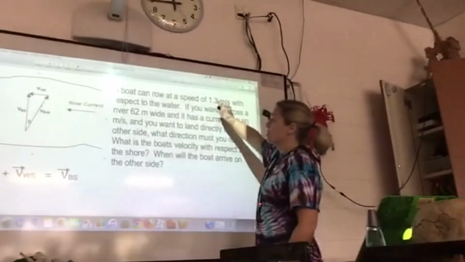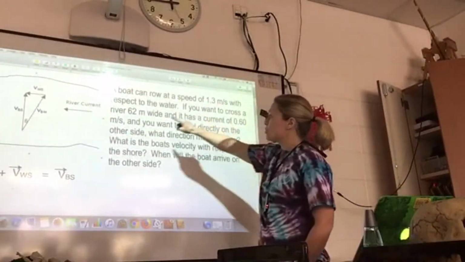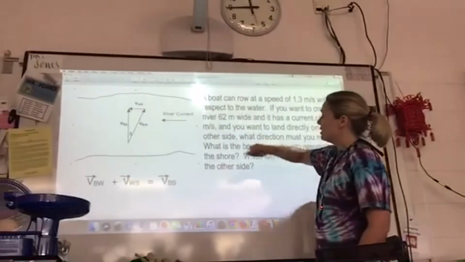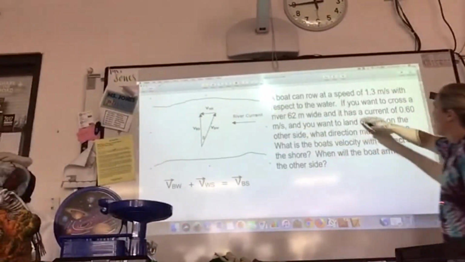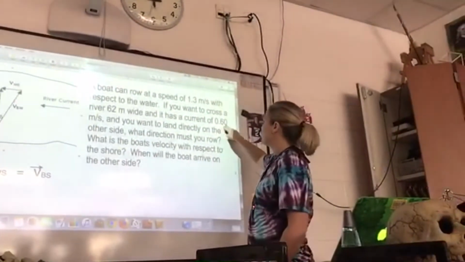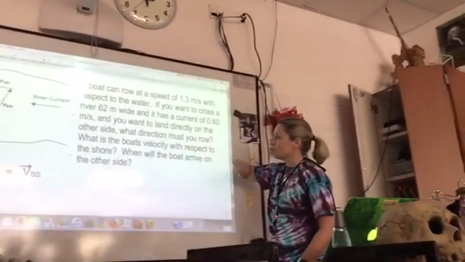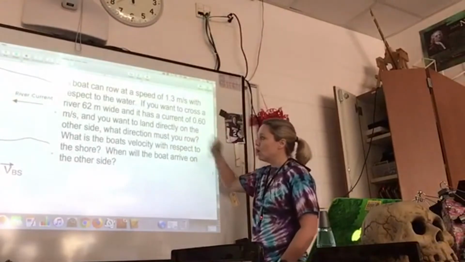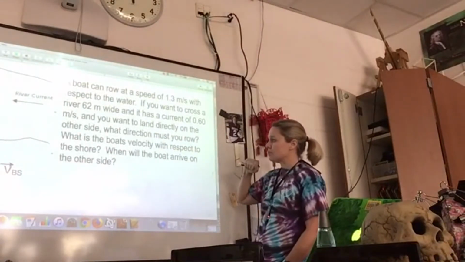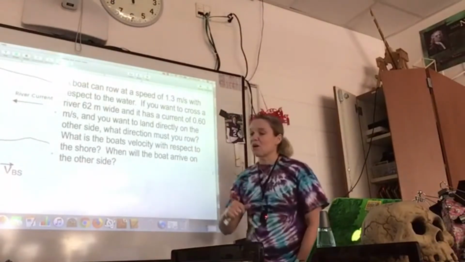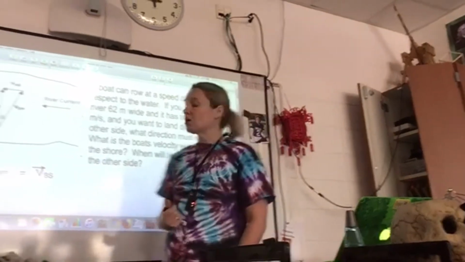So that we know is with respect to the water. If you want to cross a 62-meter wide river, okay, and it has a current of 0.60 meters per second, and you want to land directly on the other side, what direction must you row? What is the boat's velocity with respect to the shore? When will the boat arrive on the other side? So there's lots and lots of questions there.